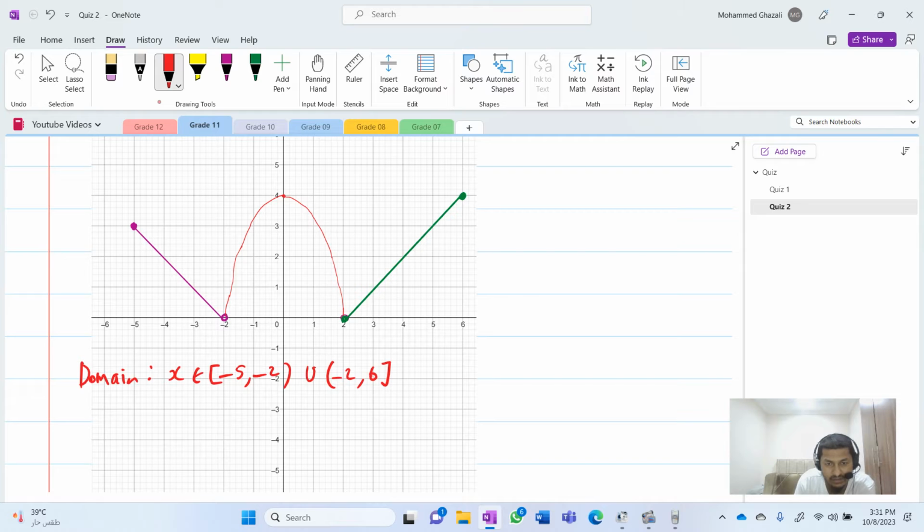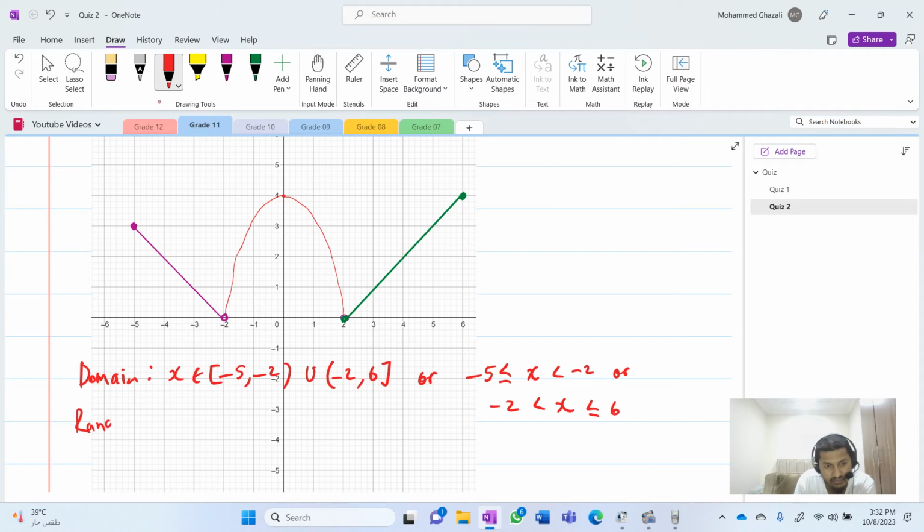You can write it in interval notation, or you can write it as negative 5 less than or equal to x, less than negative 2, or from negative 2, x is greater than negative 2 to less than or equal to 6. It basically means the same thing. You can write it in inequality notation or in interval notation.